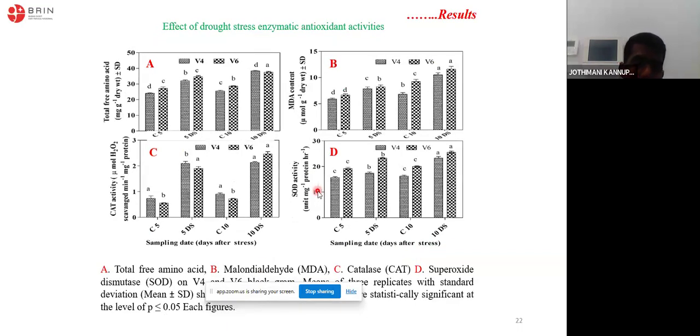And this slide shows the effect of drought stress on enzymatic antioxidant activity such as catalase and superoxide dismutase, and malondialdehyde content, which always increased under drought stress. On the 10th day of water withholding, the total free amino acids were highest in 1.4 plants compared with 1.6 and control plants.